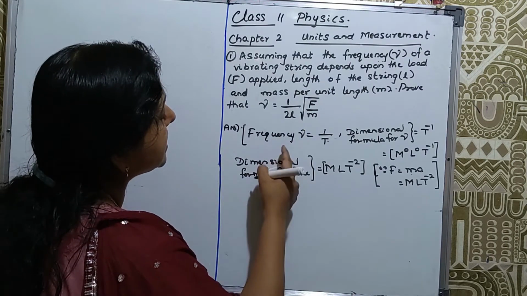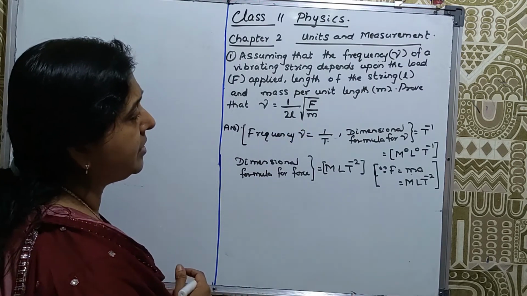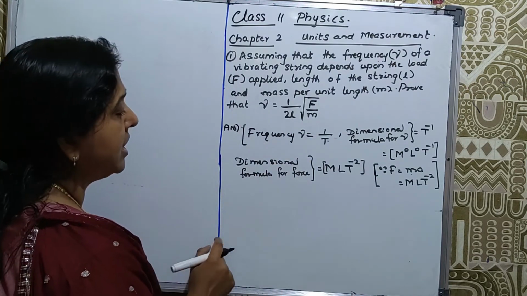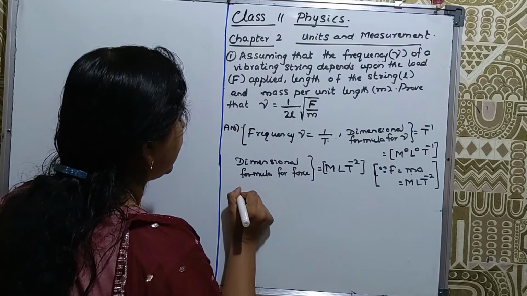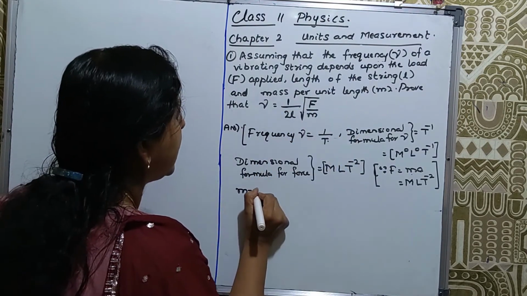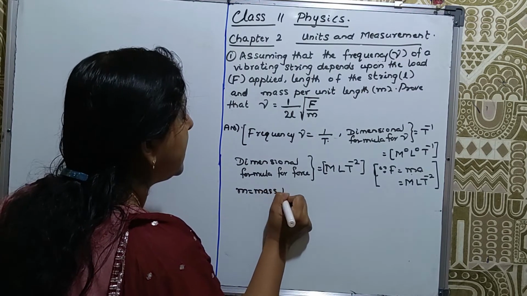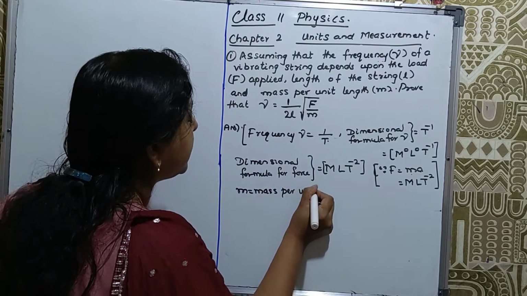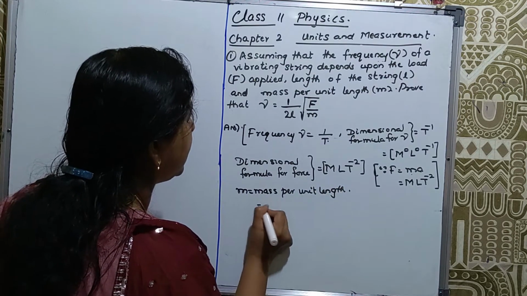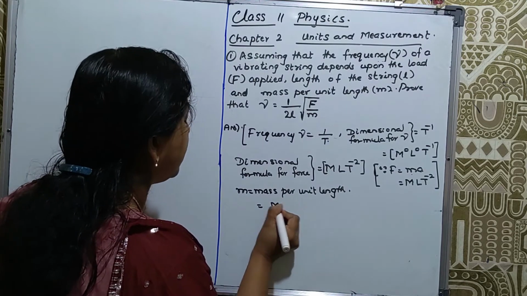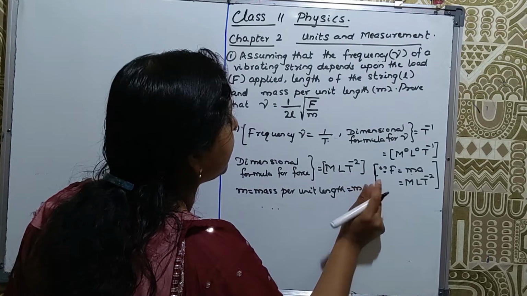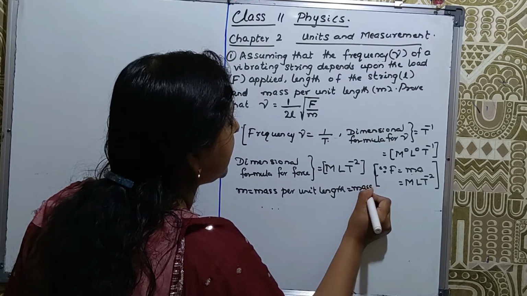Then again, here this small m is representing the given force by m. This m is representing mass per unit length. In this question only, small m is representing mass per unit length. So its dimensional formula will be equal to mass dimensional formula divided by length; small m is mass by length.